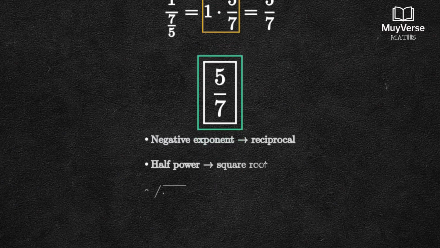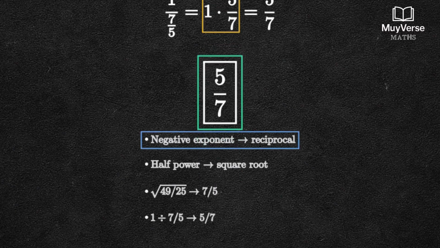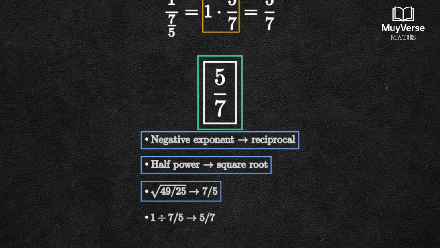Quick recap. Negative exponent makes a reciprocal. 1/2 power becomes a square root. Simplify the square root to 7 over 5, and take the reciprocal to get 5 over 7.